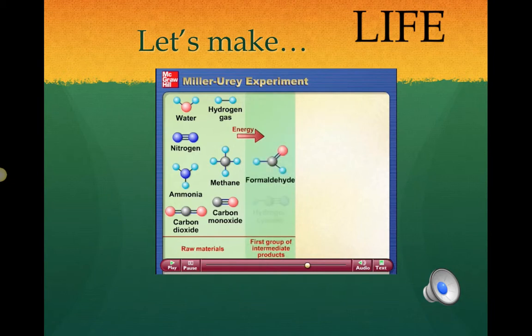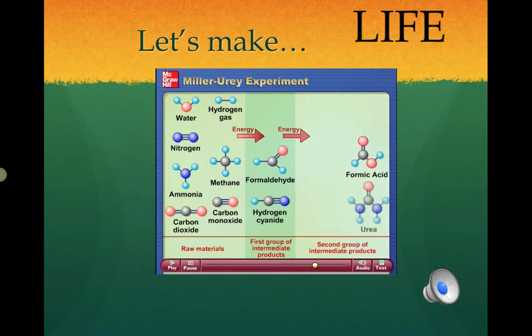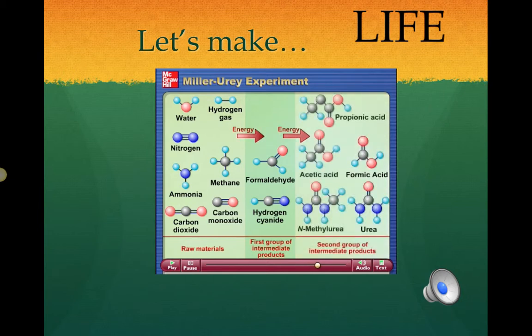After a week, the contents in the apparatus were analyzed. When they finished analyzing the contents, they found 13 of 20 naturally occurring amino acids. Now, in chemistry, we'd probably have to find the IUPAC names for all of these, but in biology, we're lucky. We don't have to do any of that.